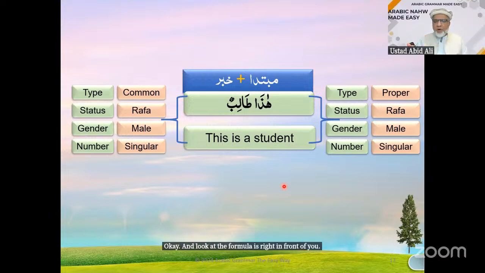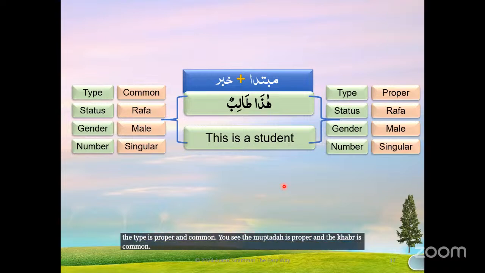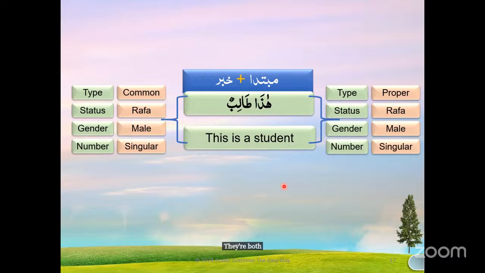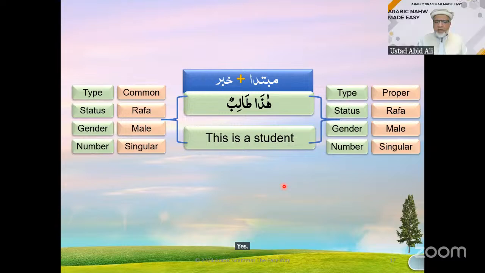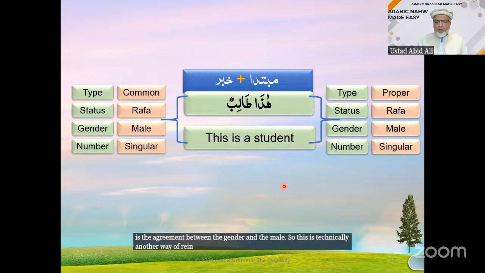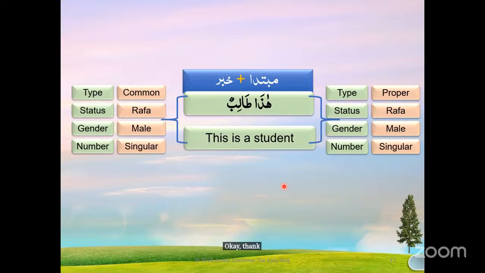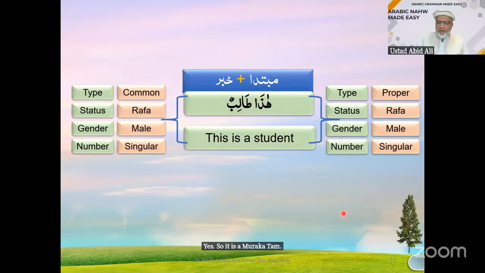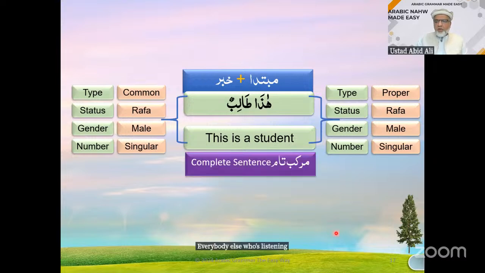The type is proper and common. You see the mubtada is proper and the khabar is common. They're both rafa, and there is the agreement between the matching gender and the male. So this is technically another way of reinforcing that formula in your mind. So it is a murakkab tam. Everybody else who's listening, are you able to follow this? That this is the formula for Jumlatul Ismiya?